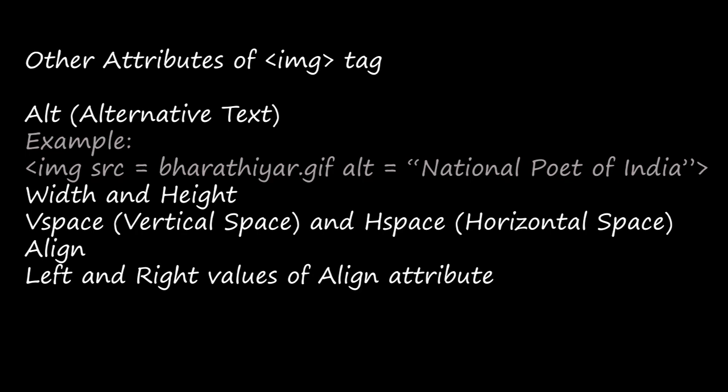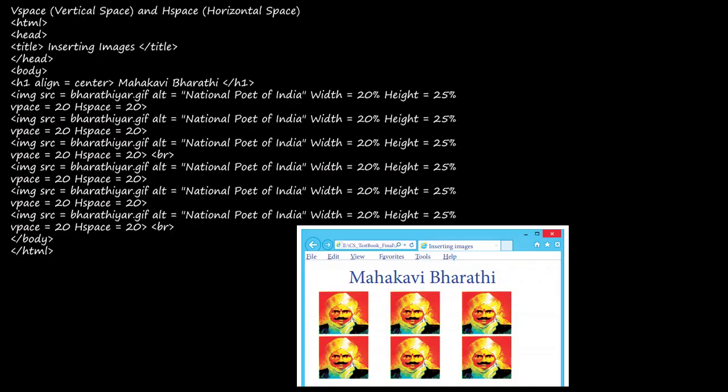And v space and h space mean vertical space and horizontal space. These attributes are used to set the vertical and horizontal space between the images. If you are giving a number of images, you have to leave some space vertically and horizontally, and that you give inside v space and h space. Here we have seen alt, width and height, v space, h space. That and all are given on page number 270. If you see the code, you will understand.